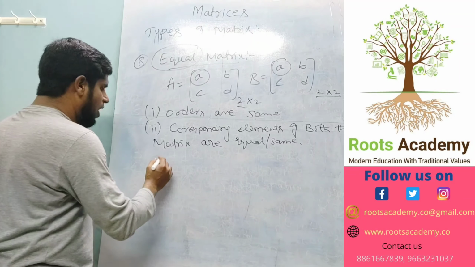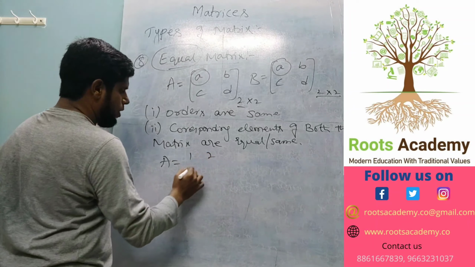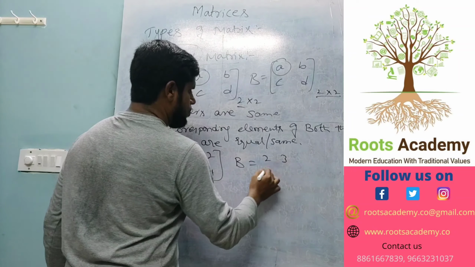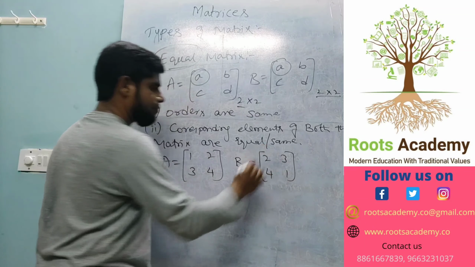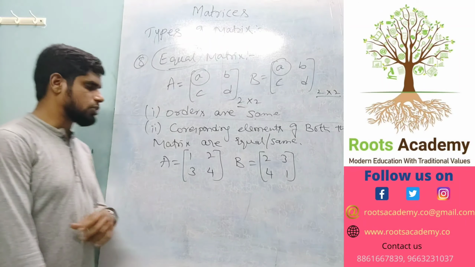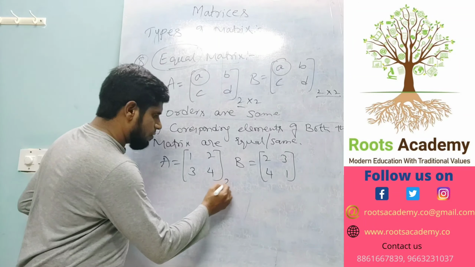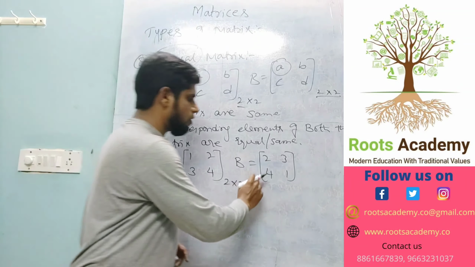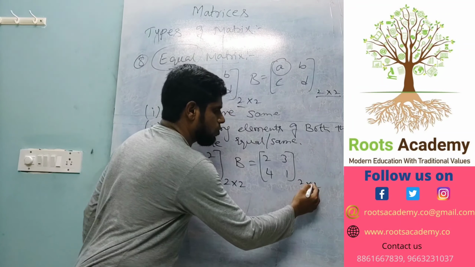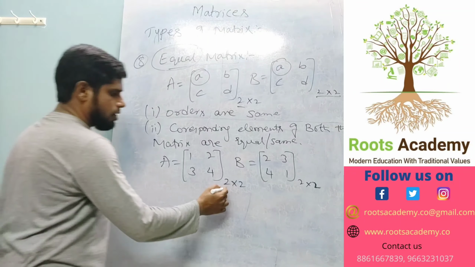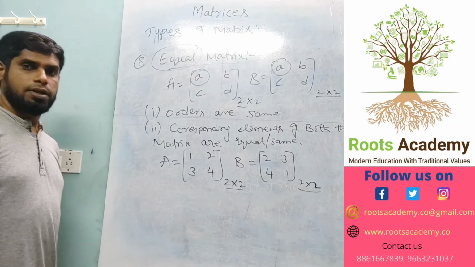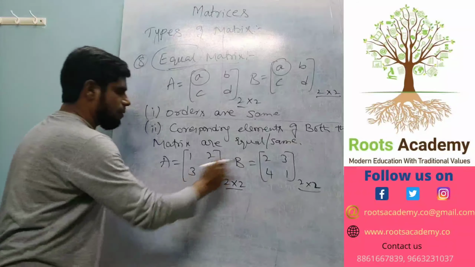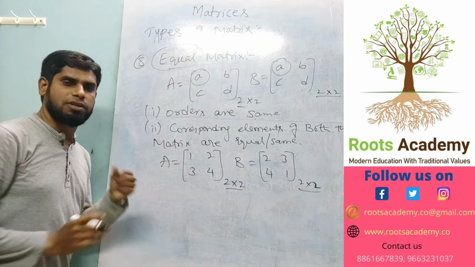For example, students, if I have a matrix A like this, 1, 2, 3, 4, and B is a matrix 2, 3, 4, 1. Students, actually it is the very best example. First thing is orders. What is the order of this? 2 cross 2. What is the order of this? It's also 2 cross 2. Okay, orders are same. Next, second case, what should we check? The corresponding elements of both the matrices, whether they are equal or not.